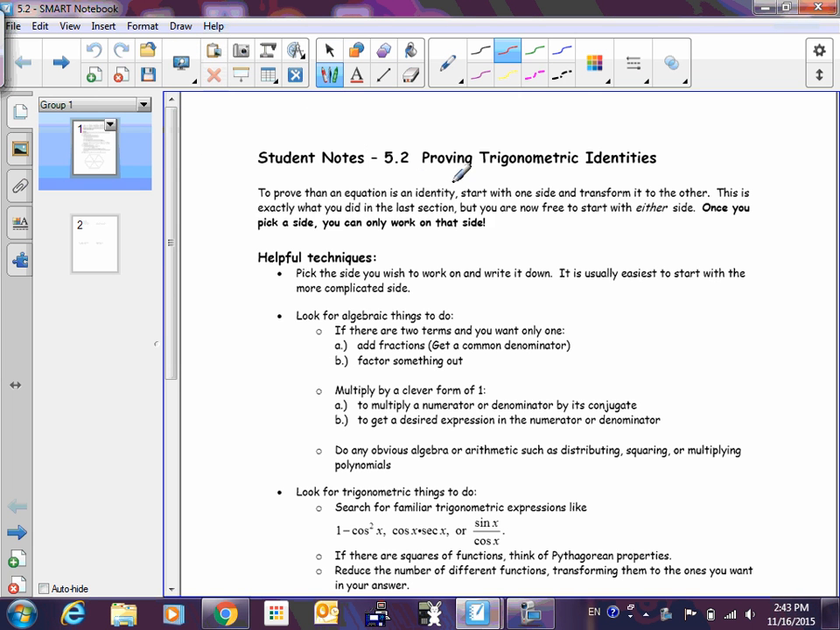Okay, so when you're doing trig proofs, we've kind of started trig proofs, but we also had some that were multiple choice and some that were just transformations. Now we're getting more into proofs, but it's not new stuff. You've already actually been doing this. To prove an equation is an identity, you have to start with one side and transform it to the other. This is what you did. However, now you get to go from either side.